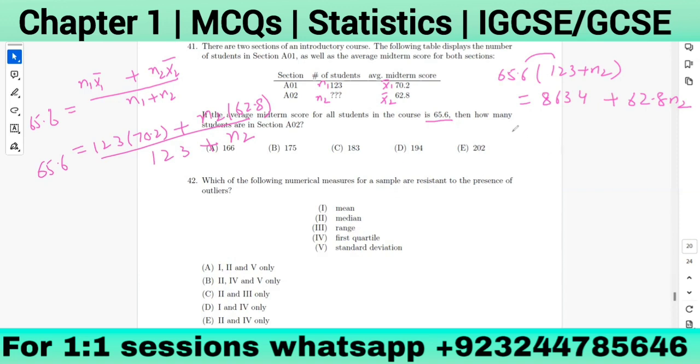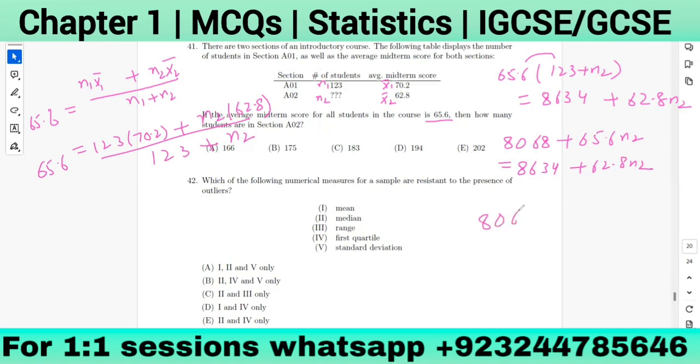Sorry, what did you get? 65.6 multiplied by 123? 8068. 8068 plus 65.6 and N2, which is equal to 8634 plus 62.8 and N2. So this is very easy.